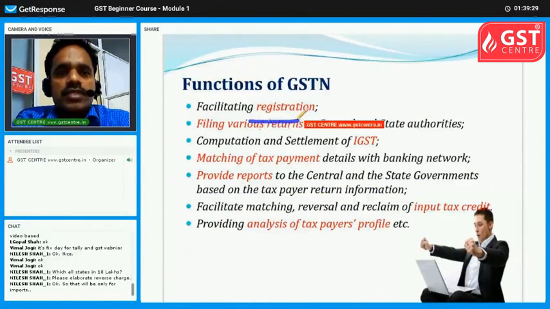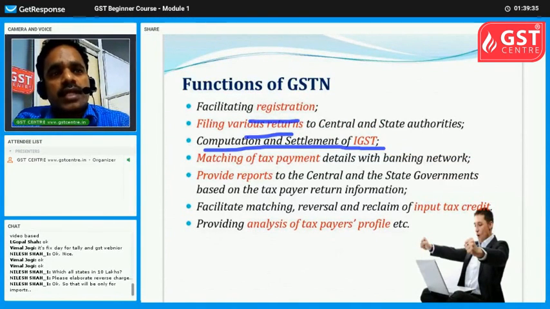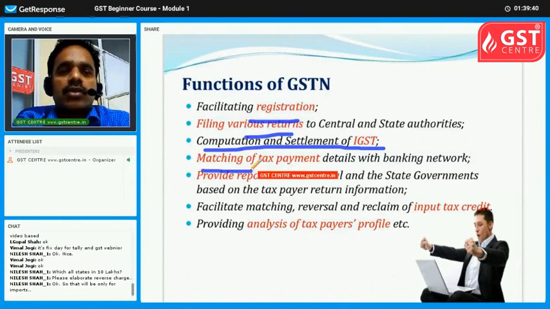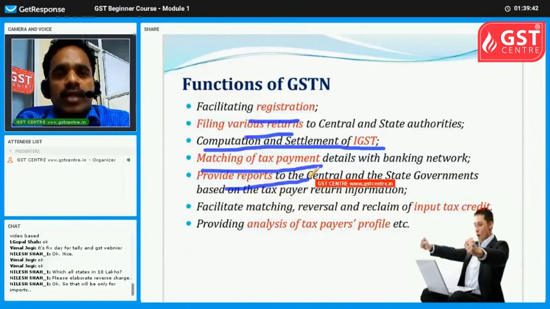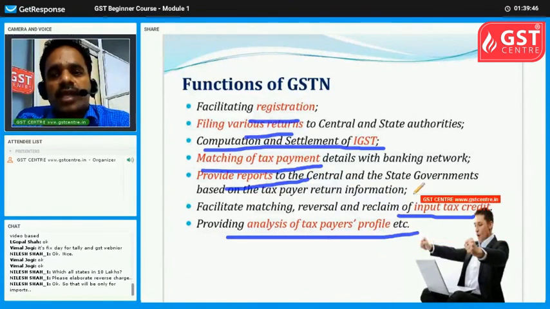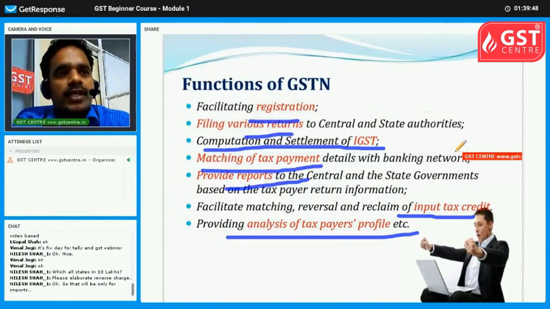And the functions of GSTN: facilitating registration, various returns, computation and settlement of IGST, because IGST is to be shared between the central government and state government. So there should be a mechanism. Then matching of tax payment, providing various reports, input tax credit, analysis of tax profile, etc.